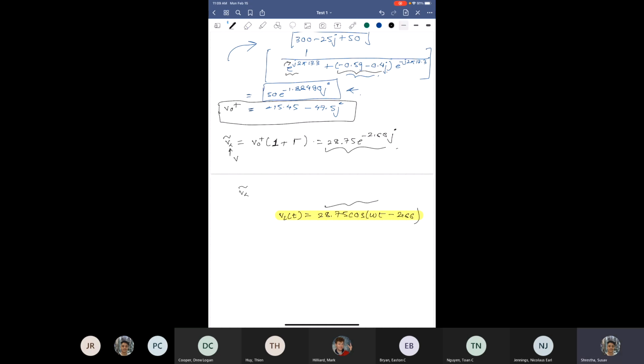So if we have V of L equals 28.75 e to the power negative 2.66 j, to convert it, we basically take the real part. You can take 28.75 out. Real part of e to the power negative 2.66 j, that would be, by Euler's formula, cosine of omega t minus 2.66 plus j sine of omega t minus 2.66, and basically if you take the real part out, you get this value, right?